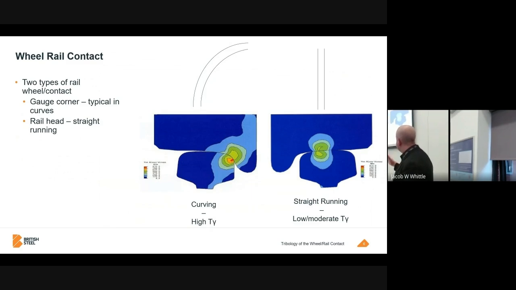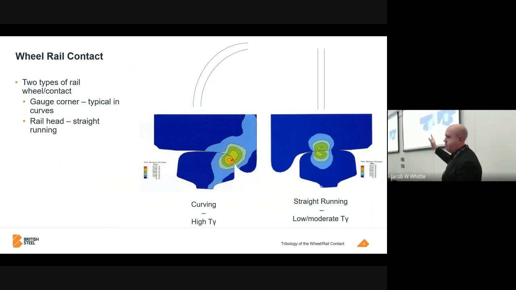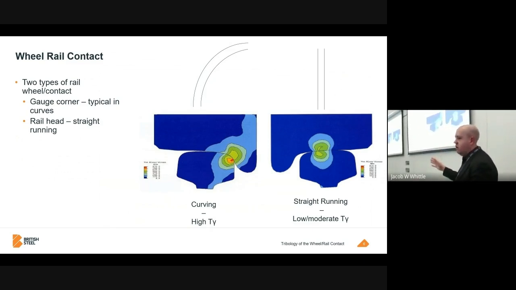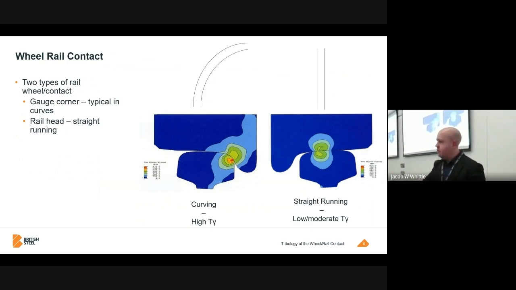But the problems start when you start negotiating a curve. So on the outer rail of a tight curve, and you experience this if you drive a car, when you turn around a corner, the weight shifts to the outside of the vehicle. And the same happens with a train. So a lot of that weight of the train shifts to the outer rail. And you can see that the wheel moves its position on the rail.